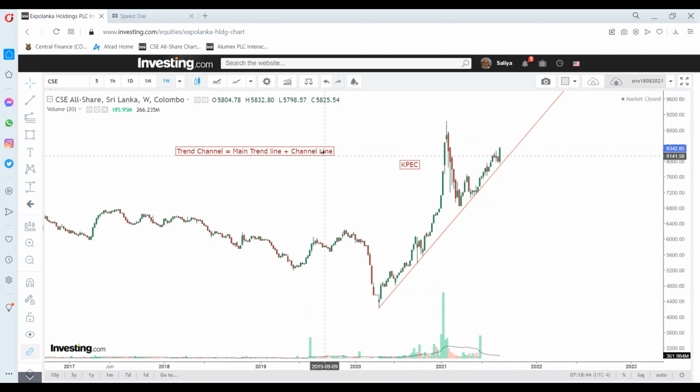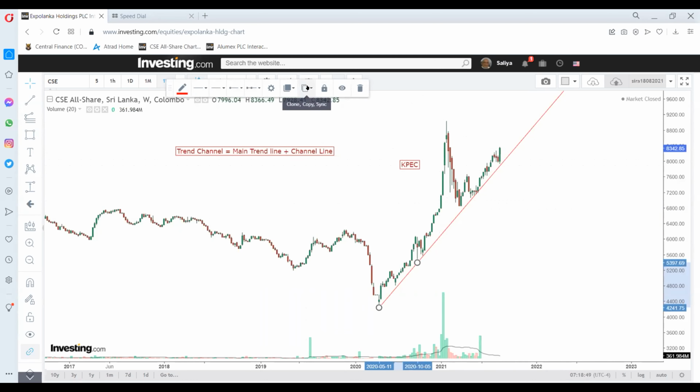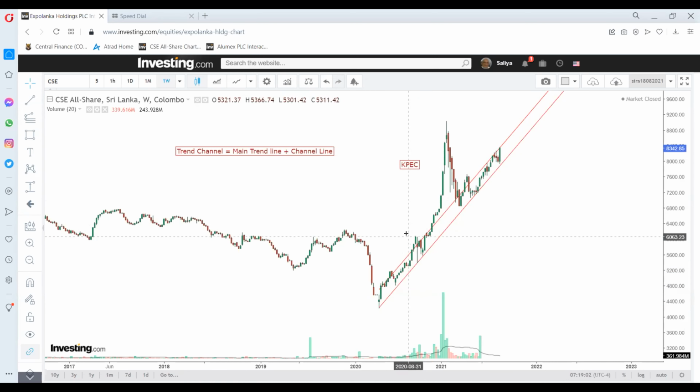For the channel line, what we do is we click on this line, go to clone, and then get a new line and drop it at one of these areas, right? It can be 1 point and several points, right? Minimum 1 point. Here, to draw the main trend line, you need 2 points. That's the rule for the channel drawing. So I'm going to use only this point, right?